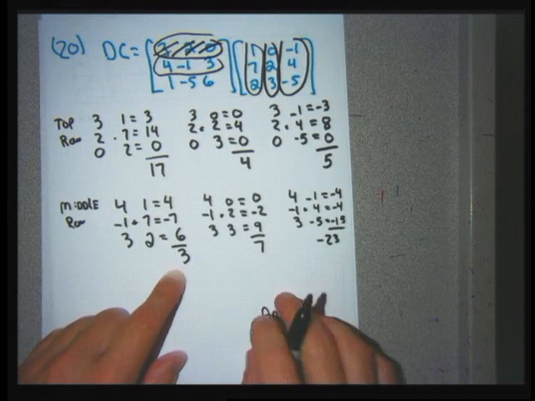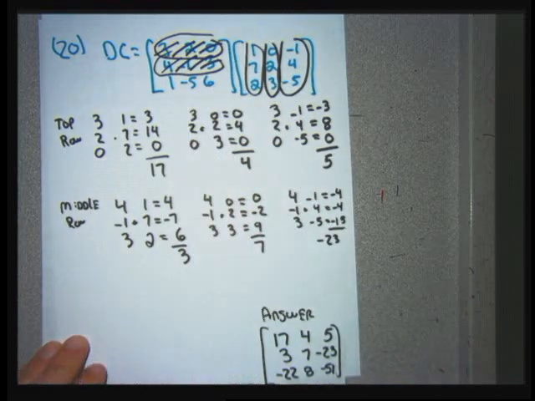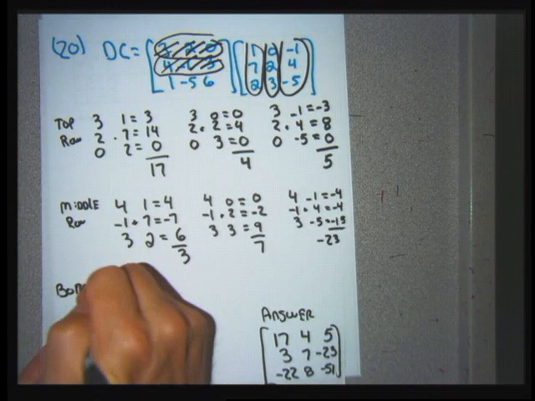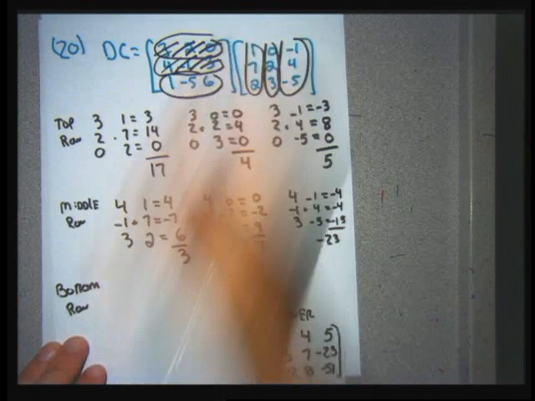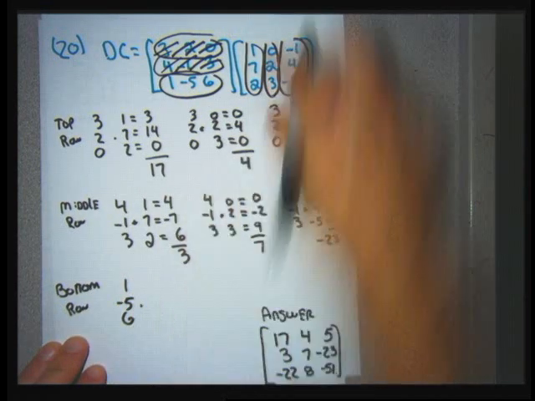And now I'm going to work on the bottom row of my answer. I'm done with the middle row of D. I'm done with the middle row of my answer. Now I'm going to work on the bottom row of D to get the bottom row of my answer. So I'm going to take this 1, negative 5, 6, multiply it by 1, 7, 2.